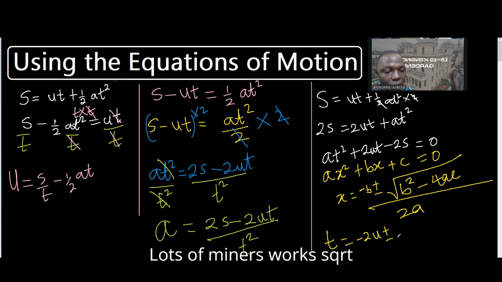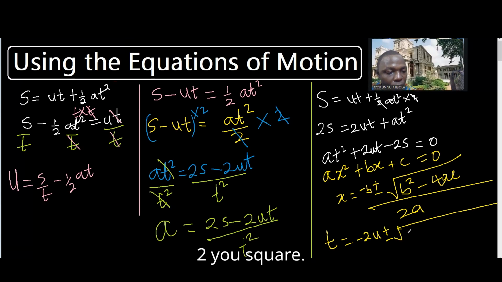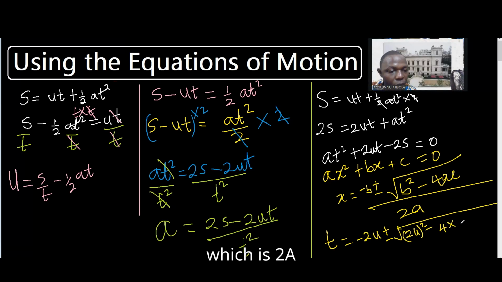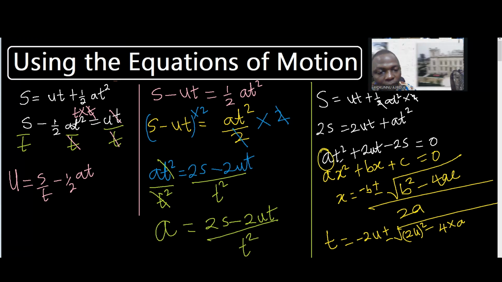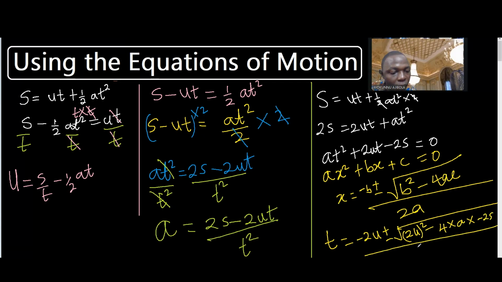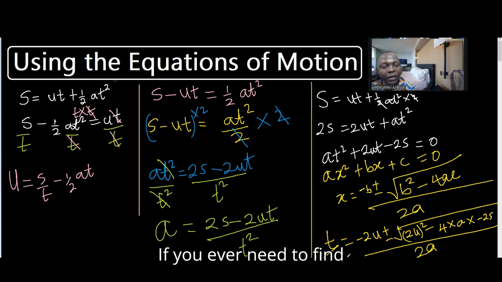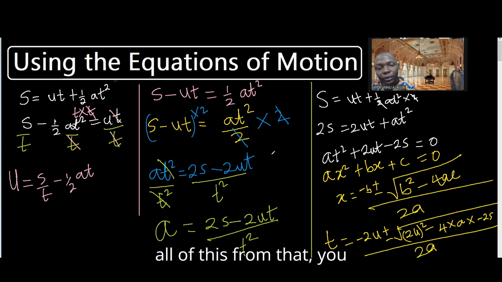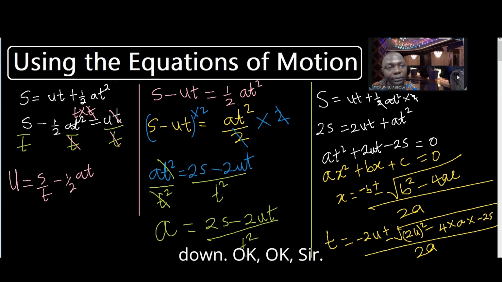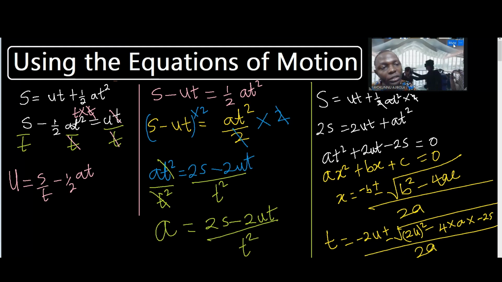Plus or minus the square root of b squared minus 4 times a, which is still a, okay? Then times minus 2s all over 2a. So this will be the formula if you ever need to find all of this from that formula. You can write them down, write everything down, okay? Okay, sir. Then we'll continue.